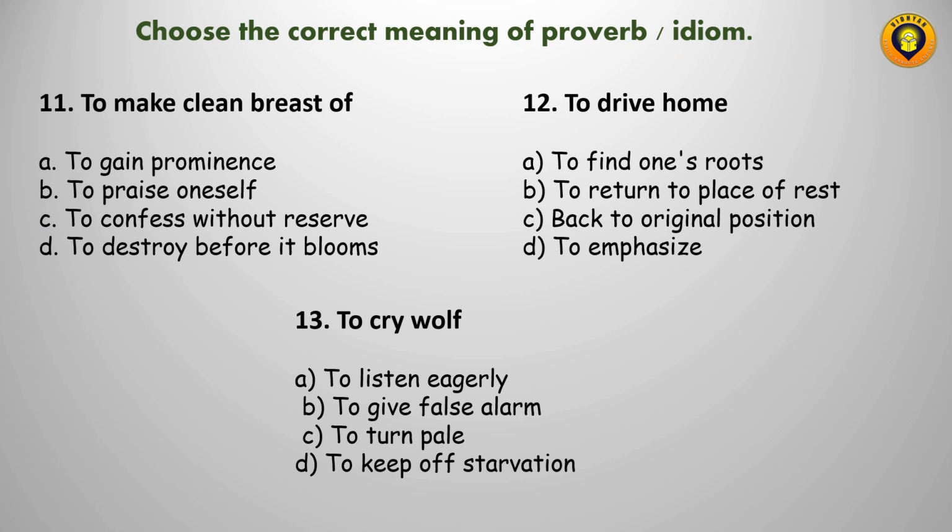Choose the correct meaning of proverb or idiom. To make a clean breast of. We have got four options: to gain prominence, to praise oneself, to confess without reserve, to destroy before it blooms. Now, what is the meaning of make a clean breast of? It means to confess, telling the truth. And when someone is confessing, we say that he is saying something without any hesitation. So our answer would be to confess without reserve.